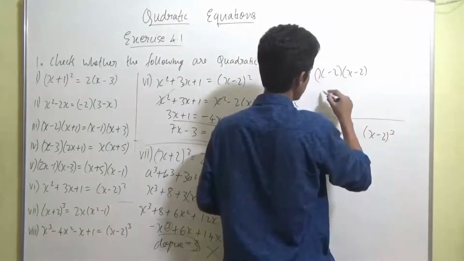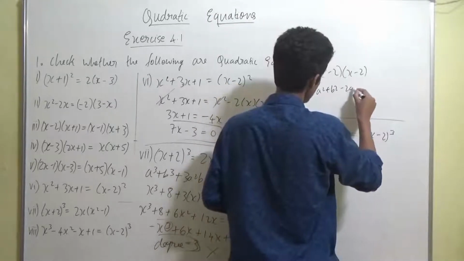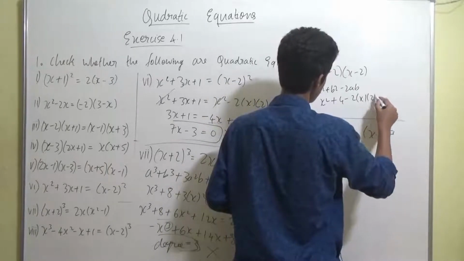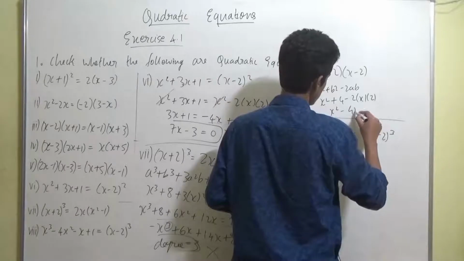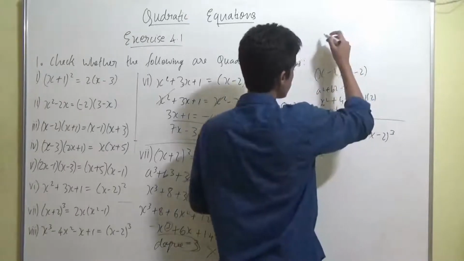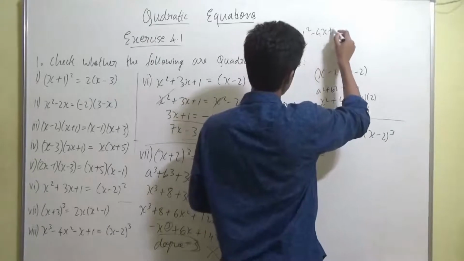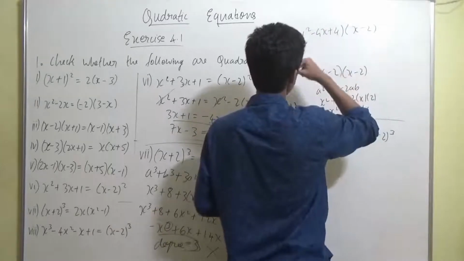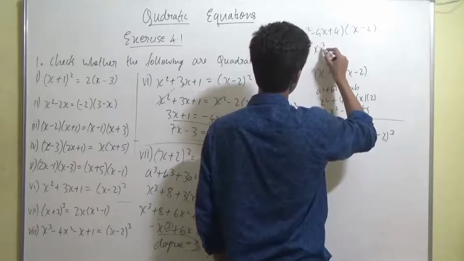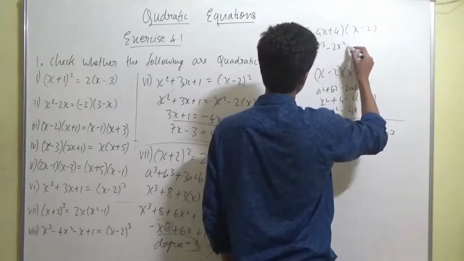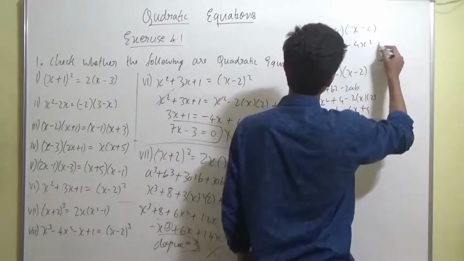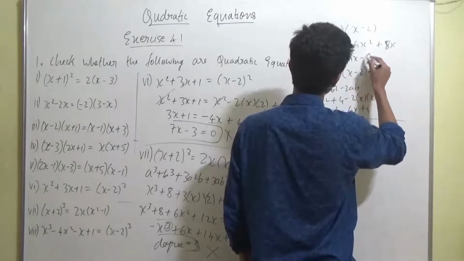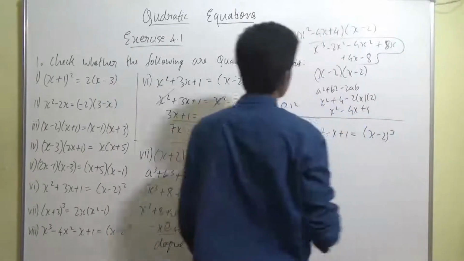So this is (a minus b) the whole square. This I know. This is a square plus b square minus 2ab. That is nothing but x square plus 4 minus 2 into a into b, that is x square minus 4x plus 4. Now I have to multiply this whole term into x minus 2. This will become x cube minus 2x square minus 4x square plus 8x plus 4x minus 8. So this is the final equation you got.